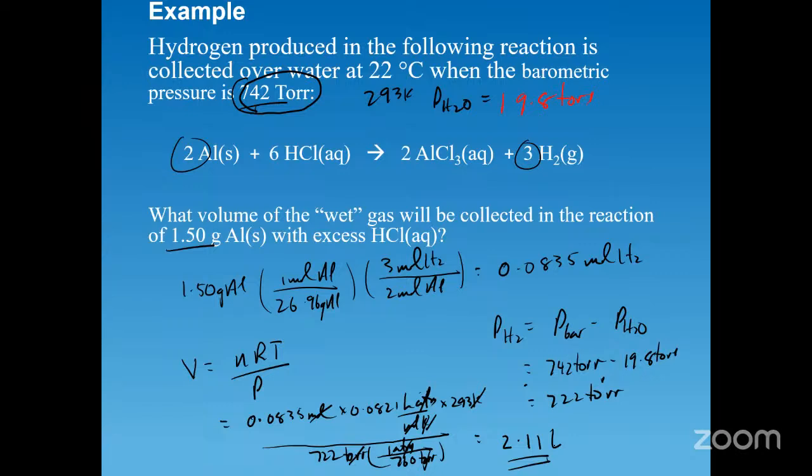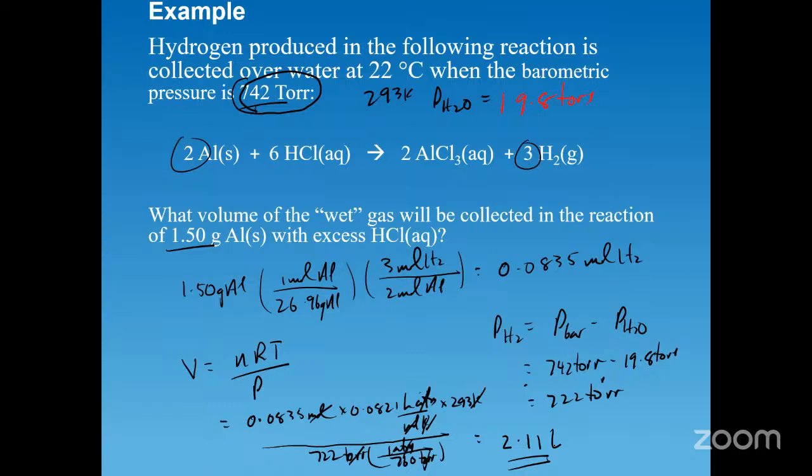All right? You have a question? Where'd you get the 19.8? Is that the water? That's the vapor pressure of the water, that would have to be provided to you. Or at least, if I were to give this in an exam, I would provide that to you, or give you a table, which gives you different vapor pressure values at different temperatures.